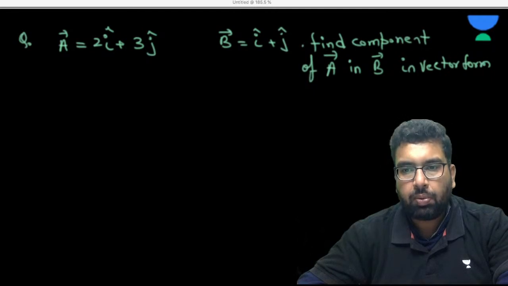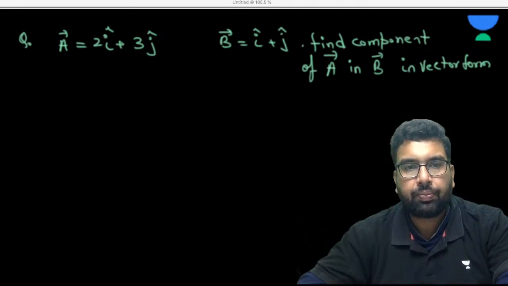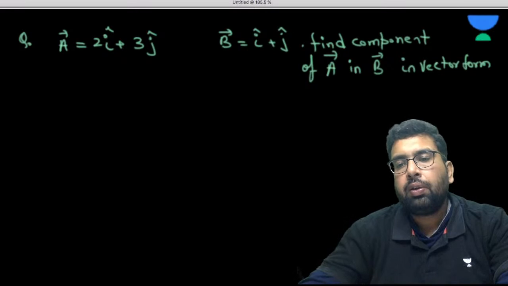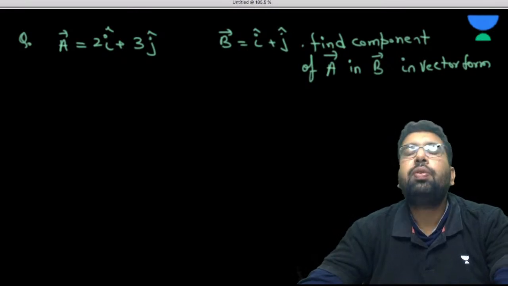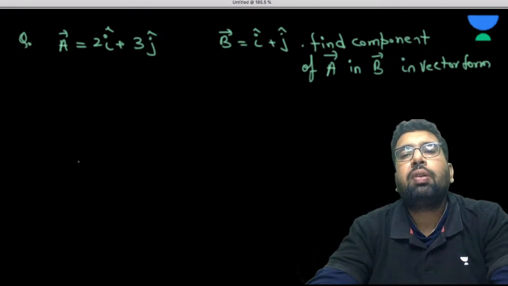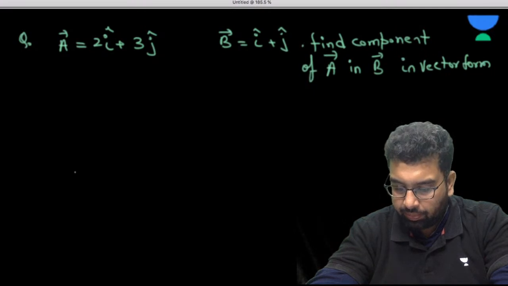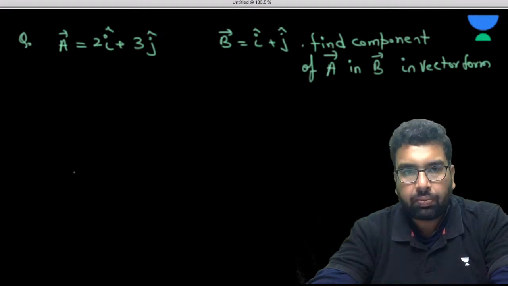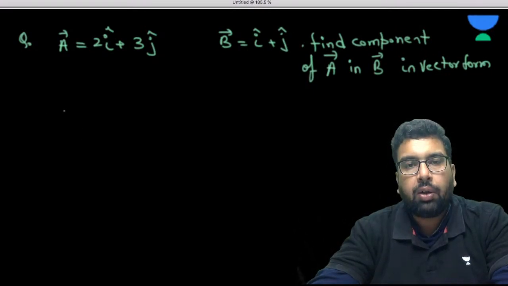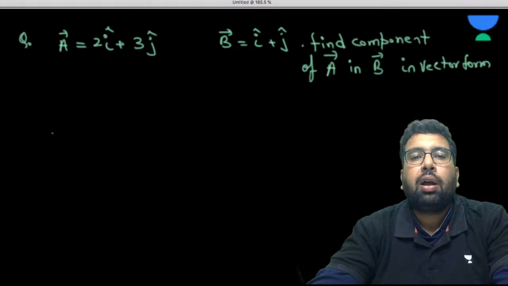What about the rest of you? So see, very simple, sir, very simple. So we have two vectors. One vector is A, one vector is B. Now we have to find component of A in B direction in vector form. Okay. So how we are going to do that?